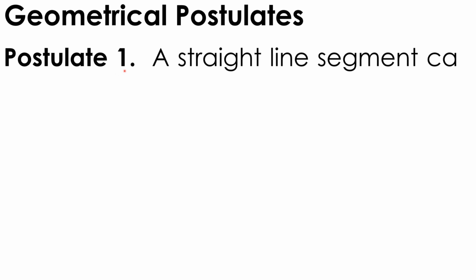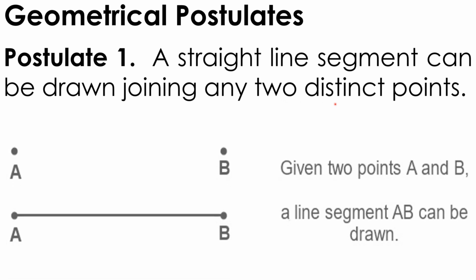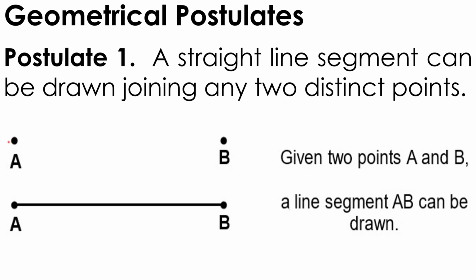Now let us discuss geometrical postulates. I have here postulate 1. A straight line segment can be drawn joining any two distinct points. So, I have here 2 points A and B. If we connect them, this will make us a line segment AB. Or a line segment AB can be drawn if you have 2 points, like point A and point B.